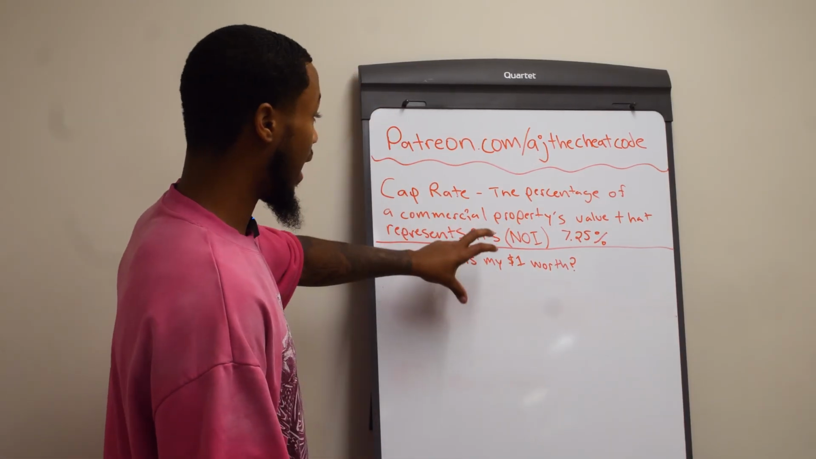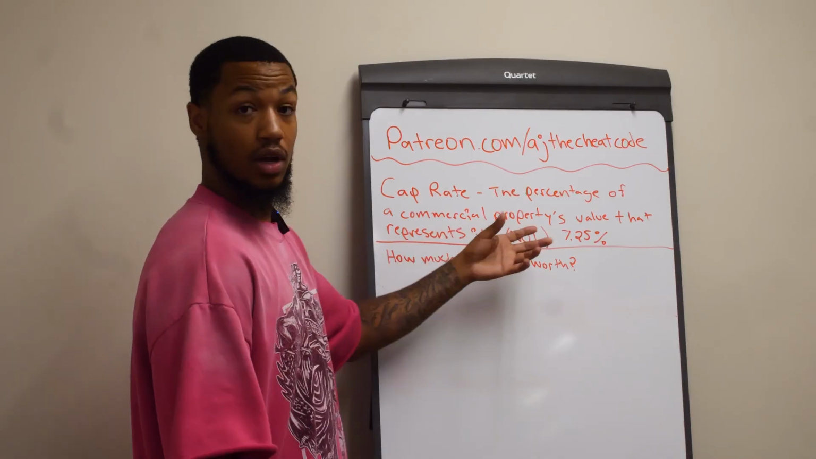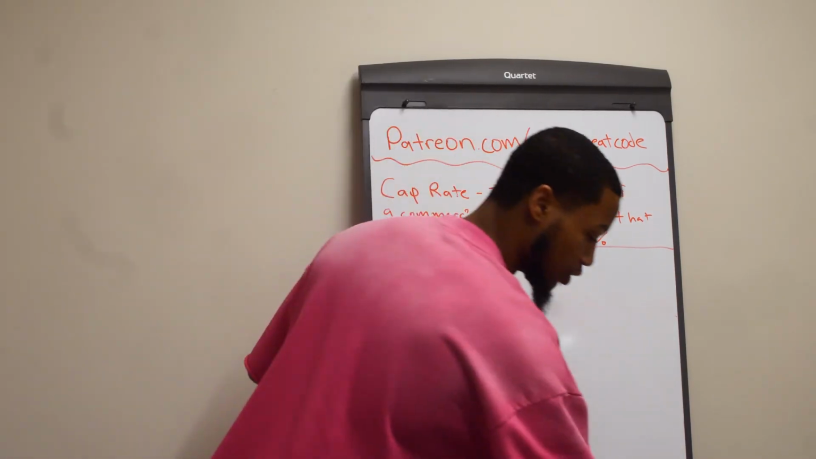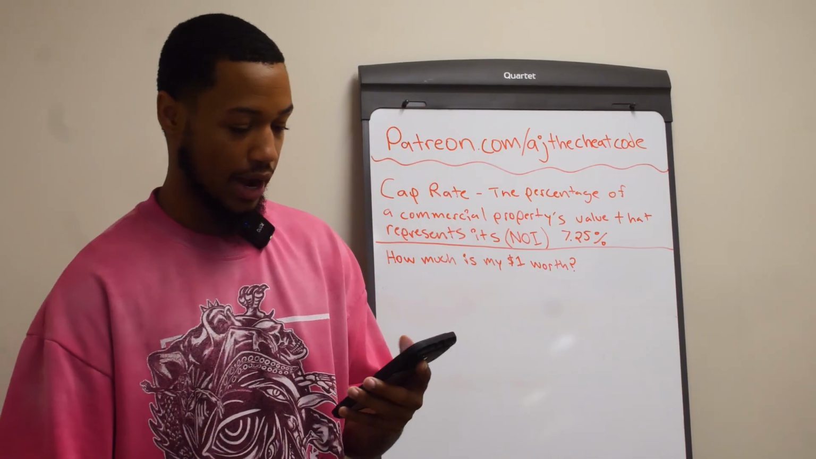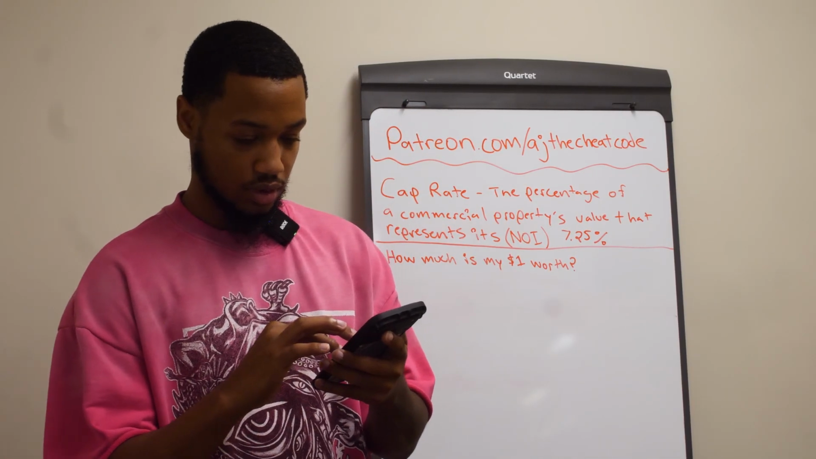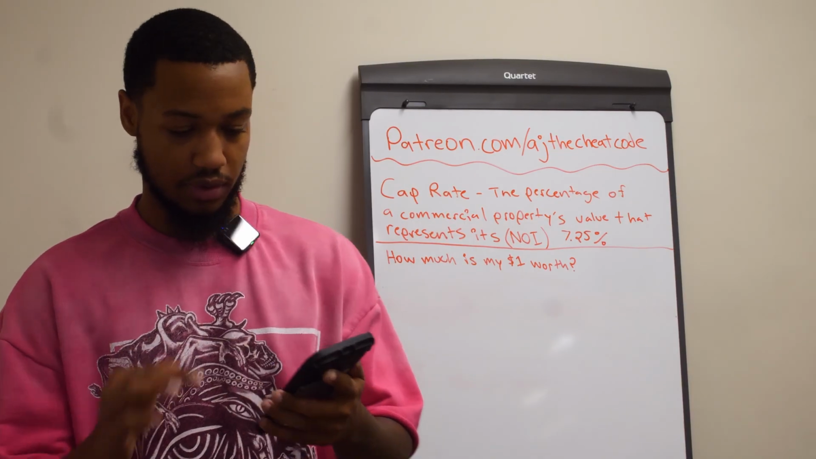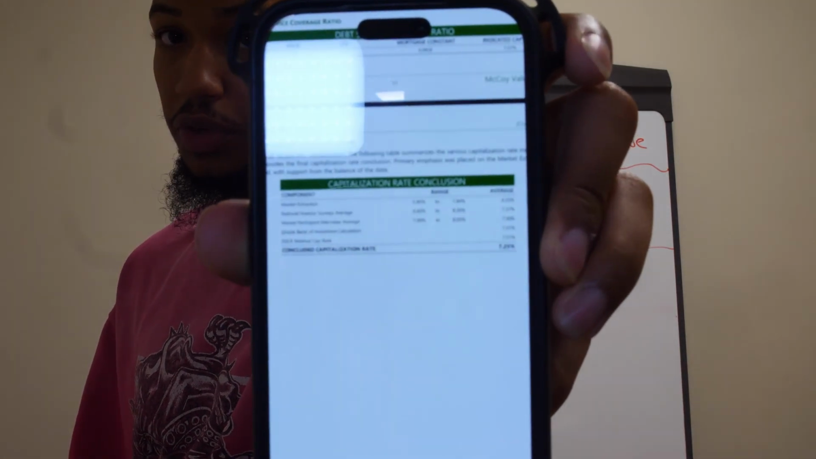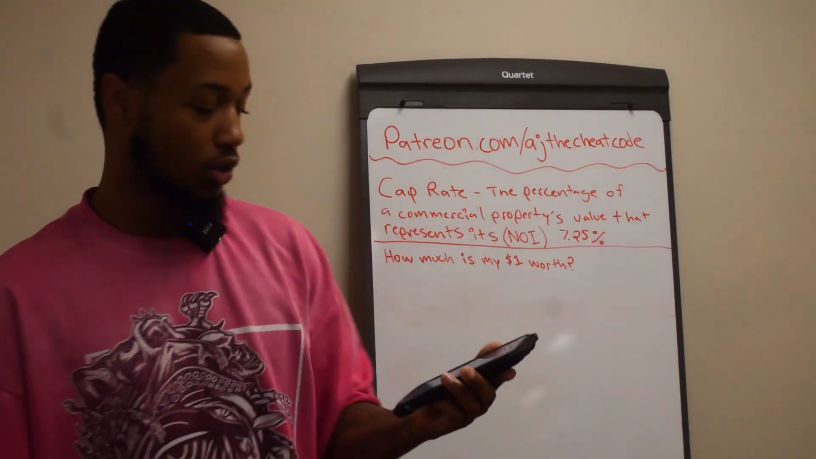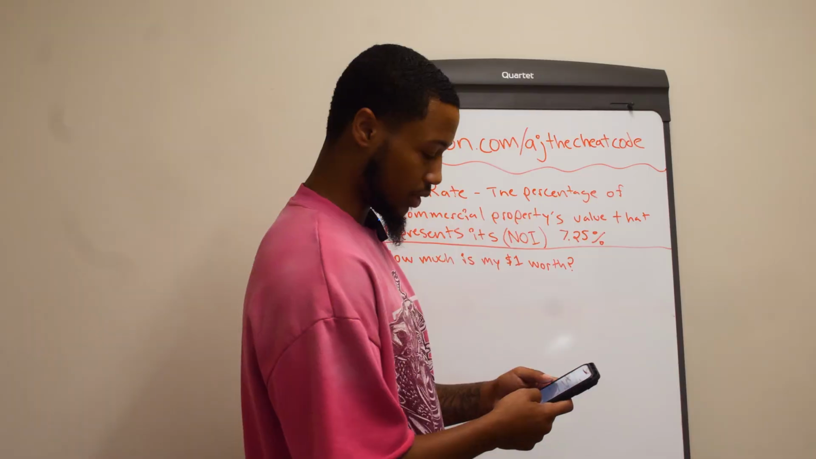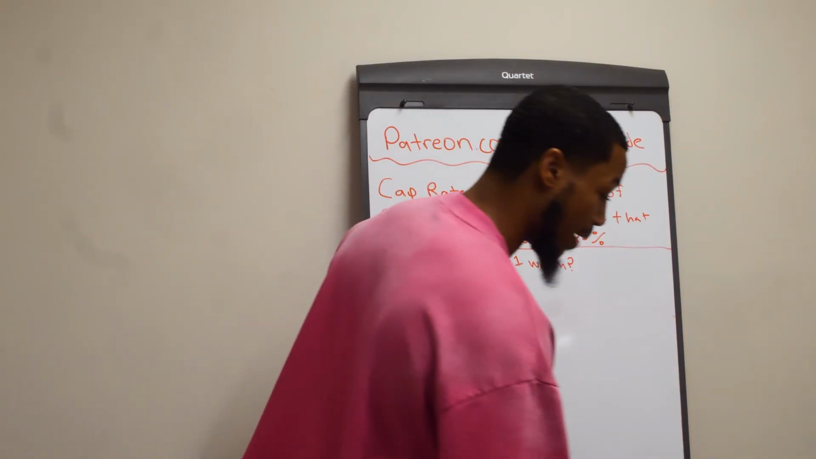So my cap rate at my 8-unit apartment is 7.25%, and I can show y'all that on my appraisal PDF here. They'll send these out once you do your due diligence. The concluded capitalization rate at my 8-unit is 7.25%, right? So what does that mean?